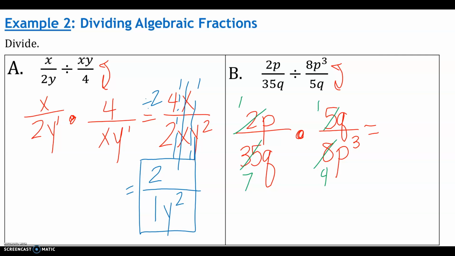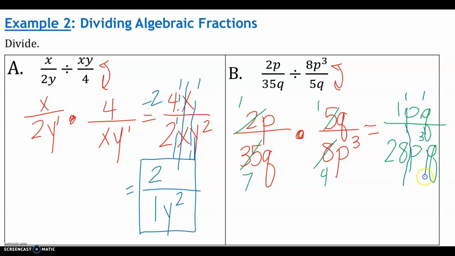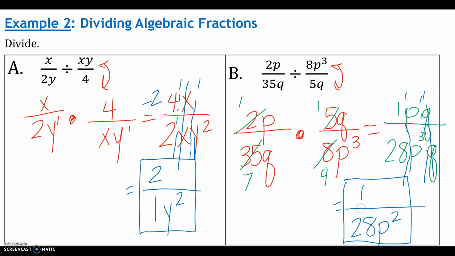Now let's just multiply straight across. You're going to get a 1, then you have pq. The bottom, you're going to get 7 times 4 is 28, and that would be p cubed q. Now, dotted line. Okay, so the 1 over 28 is going to stay. P to the first over p cubed is p squared. Goes on the bottom because that's where the bigger exponent was. And looks like the q's would cancel out, leaving you with 1 over 28p squared.